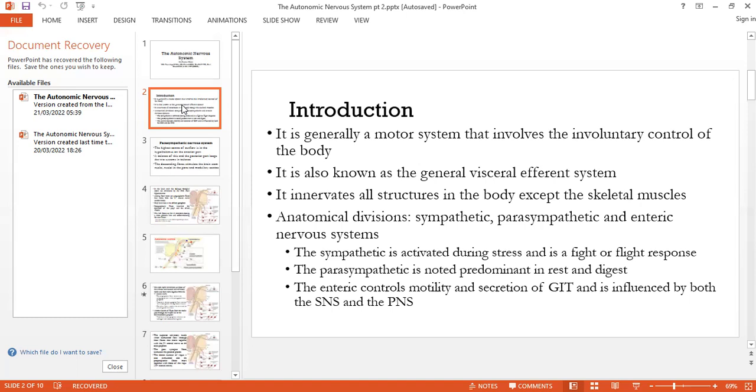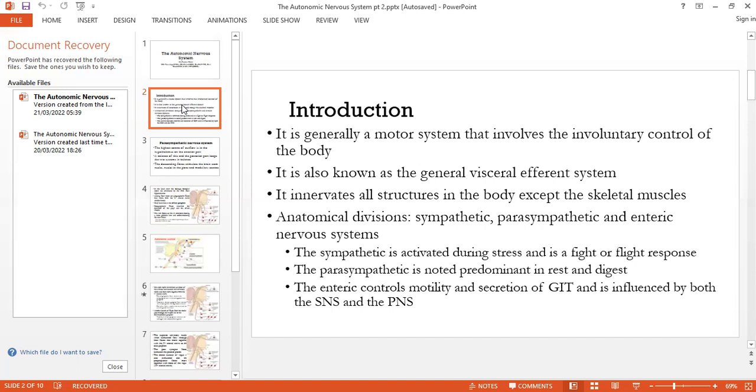The sympathetic is activated during stress and the fight or flight response, meaning during times of stress or discomfort, that's when the sympathetic is activated. Hence, you need to fight or flee, meaning you can run away or you can stay and fight, okay? That's what has to do with the sympathetic. Then when you talk about the parasympathetic, it is predominant in rest and digestion, okay?